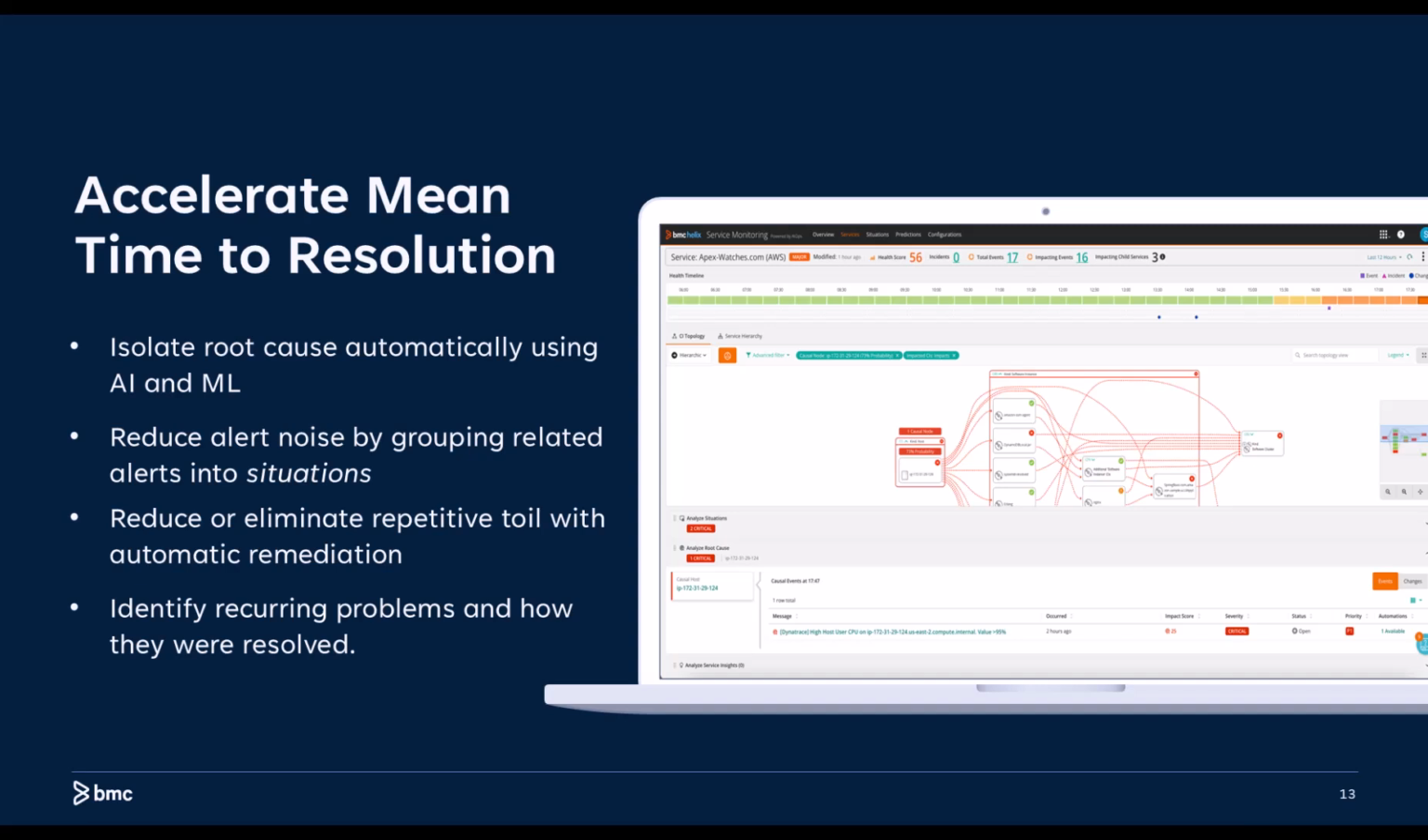By streamlining these alerts, eliminating repetitive issues, and even providing recommended solutions based on past incidents, BMC Helix AIOps is really providing a lot of value, and it's the most effective solution on the market today.